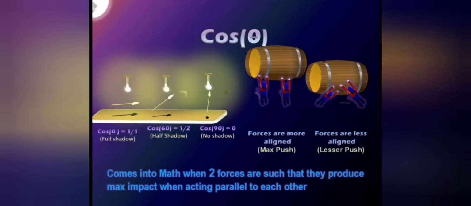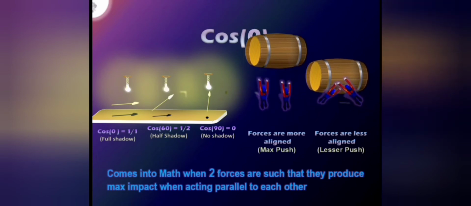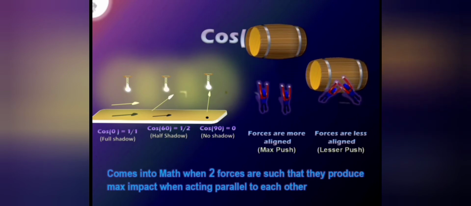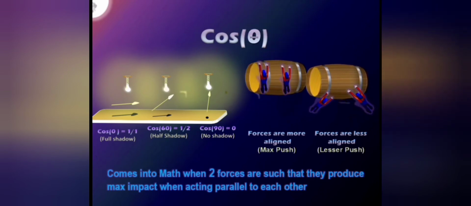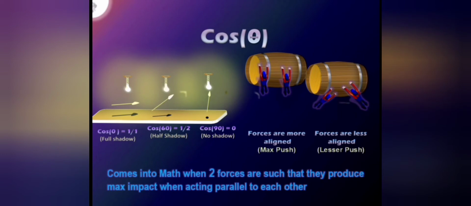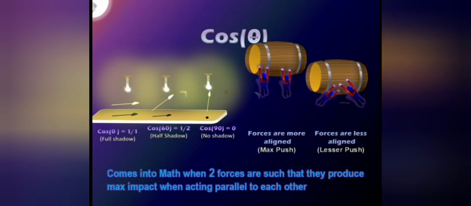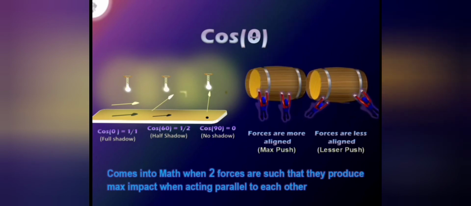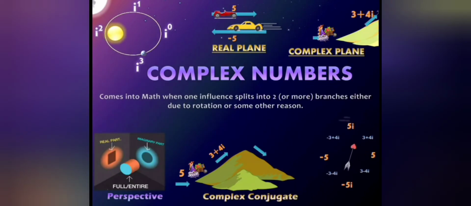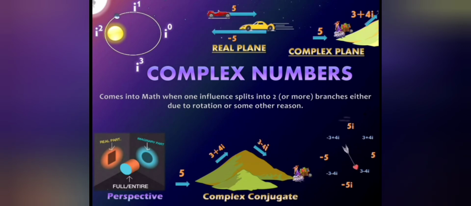Now, just as sine was a measure of how perpendicular two forces are, what if you are told that cos is a measure of how parallel two forces or influences are? Ever wondered why cos 0 is always maximum? The more aligned, the more parallel two forces are, the greater the value of cos theta. Cos, in fact, comes into math when two forces or influences are such that they produce maximum impact when acting parallel to each other.